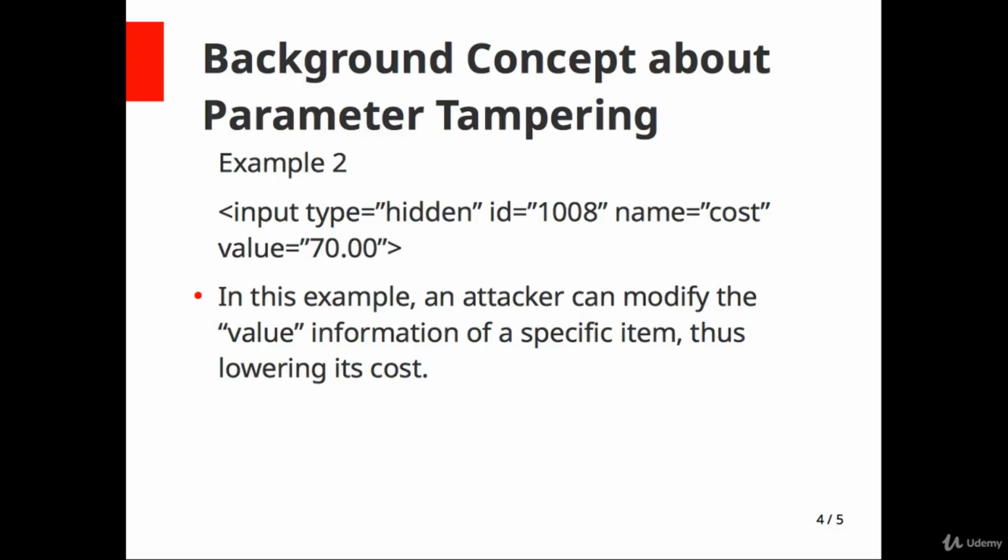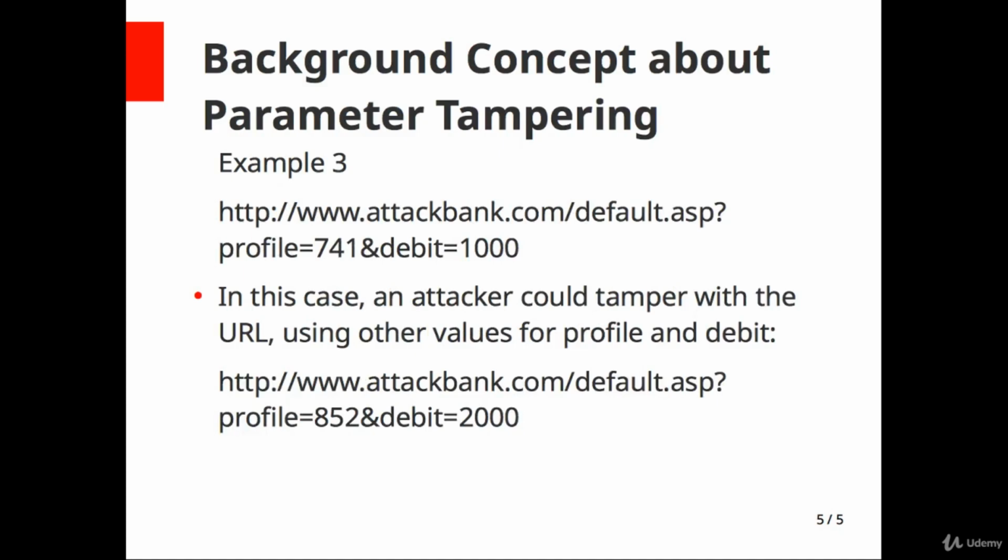This is another example. Our application is taking a product cost by this method. So in this example, an attacker can modify the value information of a specific item, thus lowering its cost. Example 3. This is a banking website where an attacker could tamper with the URL using other values of profile and debit. So a user wants to debit some amount from their profile to someone else. What if I use someone else's profile there and I debit 2000, and if the application successfully takes this, then there is a parameter tampering.